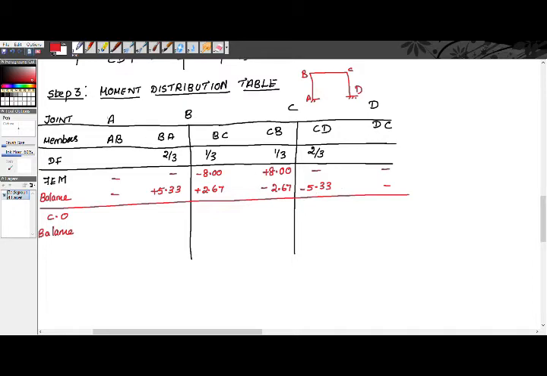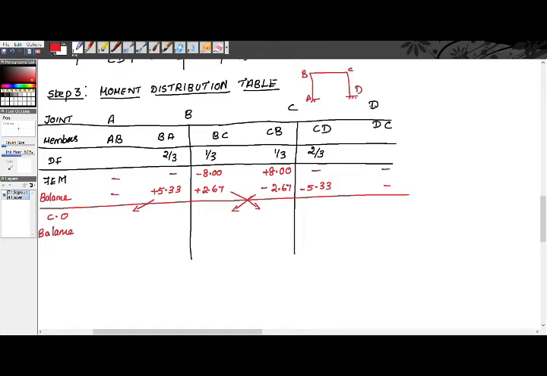So carryover between A and B. So A is fixed support, B is intermediate support. That means from B, half will be carried to A. Since A is fixed support, nothing is carrying to B. So B and C are intermediate supports. So in BC, half of C will be carried to B and half of B will be carried to C.